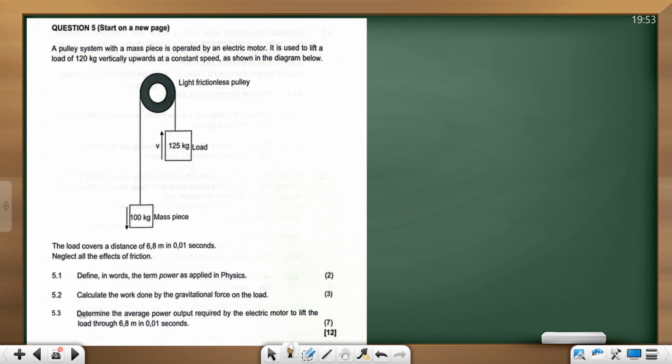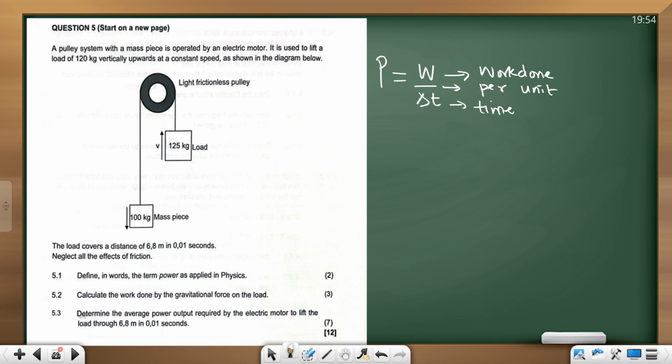Define in words the term power as applied in physics. Ability to do work. Power, use your formula page. Power is W over delta T. What does W stand for? The work done. What does this one stand for? Per. And what is this? Okay, per unit what? And then what do you have here? Time. You're done. That's my definition. It is the work done per unit time.